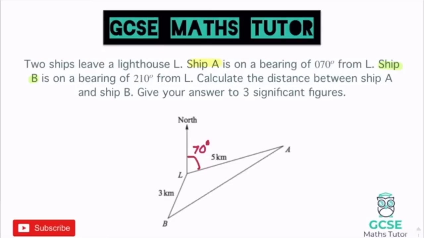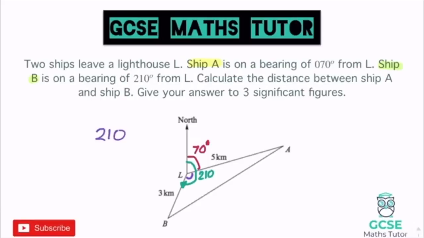So if I do that in a different colour, that's going right from that north line all the way round to this line here, and it says that that is 210. So the difference between those is going to give us that angle there within the triangle. If the full angle is 210 and that part of that angle there is 70, then what's going to be the difference between them? Well, let's work that out.